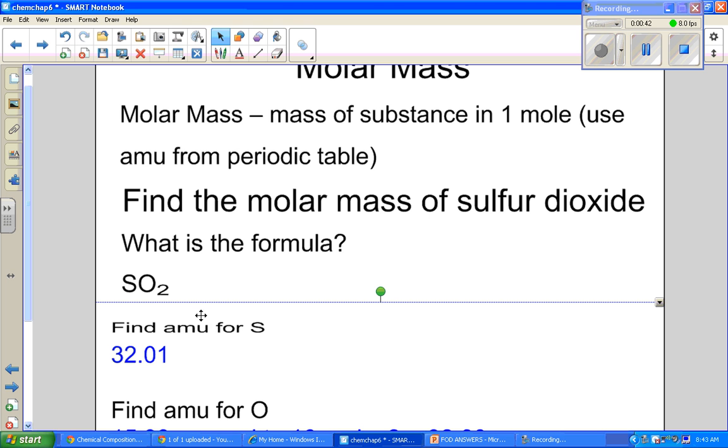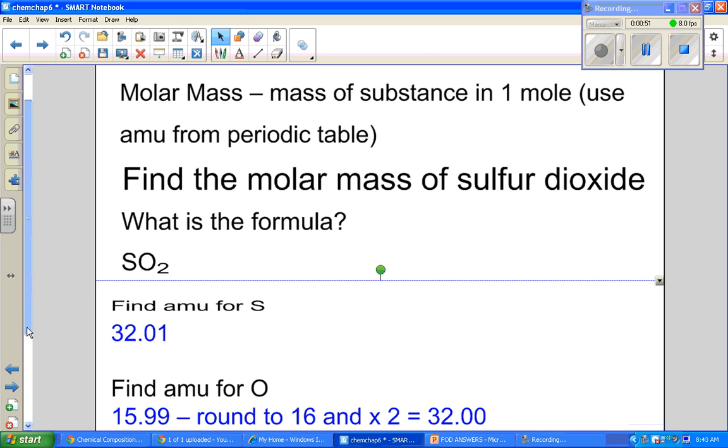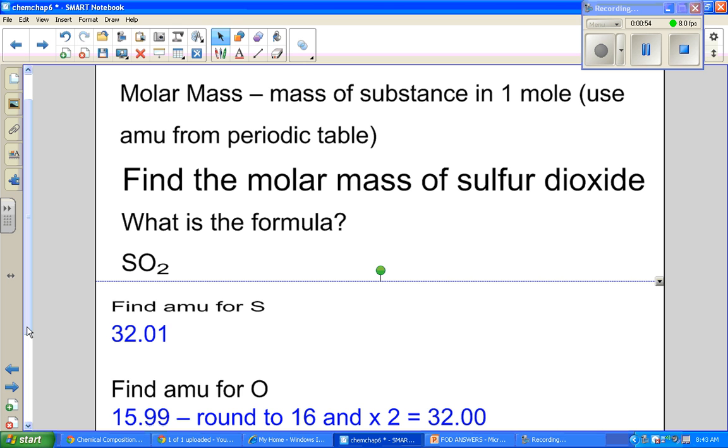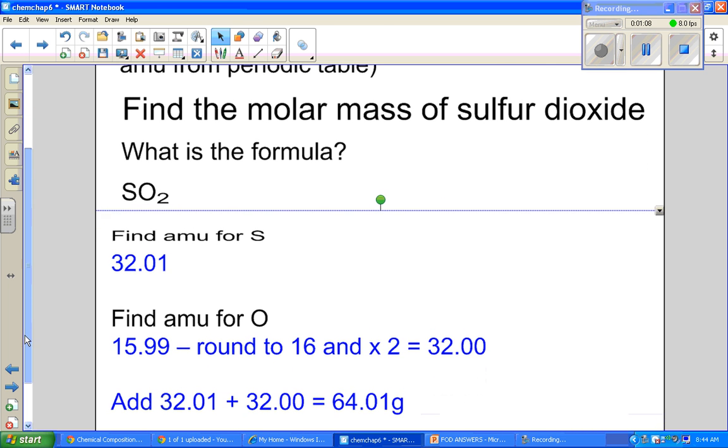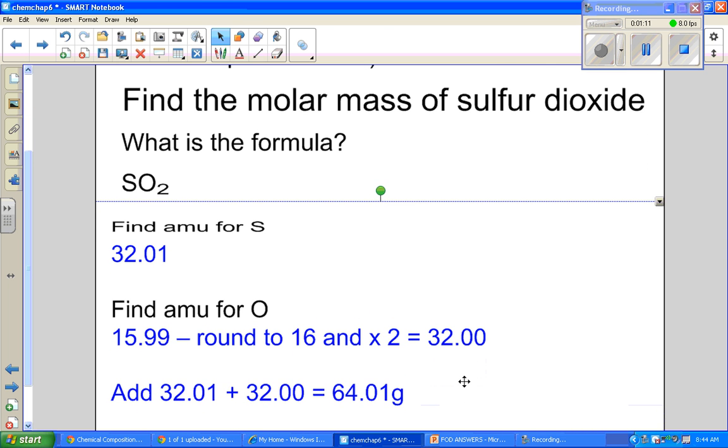So what I need you to do is look up the AMU, which is the location of the mass number for sulfur, and I like to round to 2 decimal places, so we'll call it 32.01. For oxygen, the 15.99, it's just easier if you round that to 16 or 16.00. And then because the formula has 2 oxygens, you multiply the 16 times 2. So right now we have 32.01 and 32, and then what you need to do is add those together. So the total is 64.01 grams. That is the molar mass for sulfur dioxide.